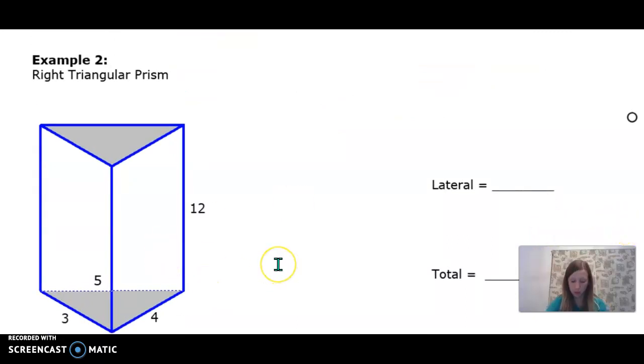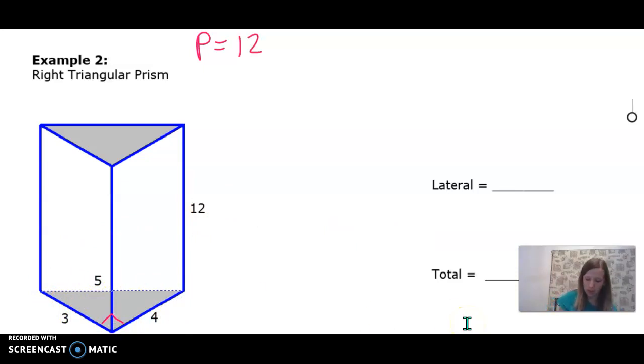So we have one here. Keep in mind, it specifically says a right triangular prism, meaning that this right here is the right angle, and 3 is the height, and 4 is the base. 5 is the hypotenuse of that right triangle. Okay, so let's find the things that we need. What is the perimeter of the base? So we're going to add the 3 sides together. 3 plus 4 plus 5 is 12.